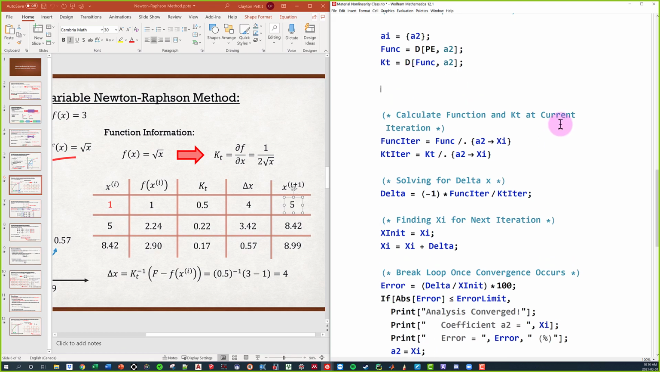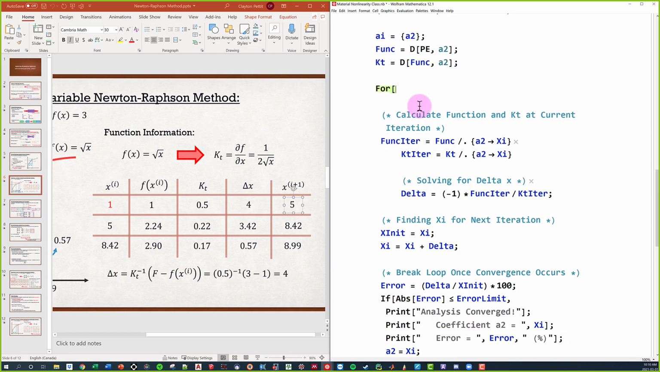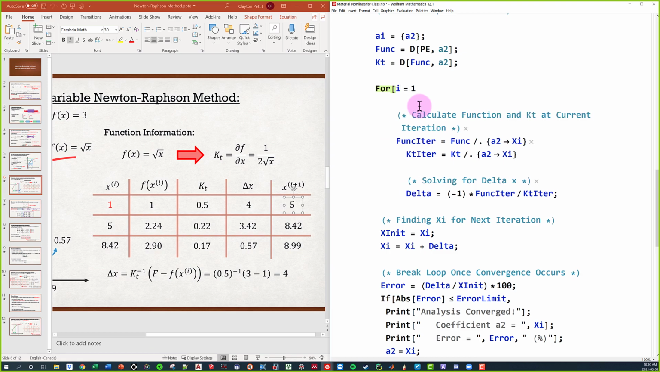So we know that we're going to want to do a loop. So what I'm going to do is use a for loop. You guys can use any loop you want. If you want to do a while loop, go for it. That's the nice thing, you can pick anything that you want. So we're going to start at I equals 1. So this will be our first iteration. And then we're going to stop when I equals what?